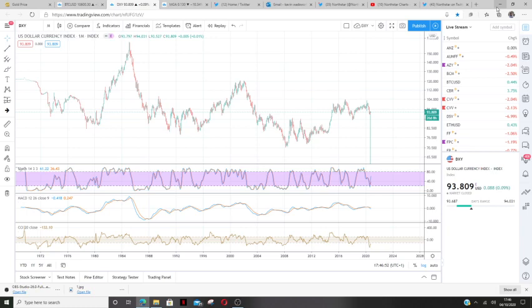So taking a step back and having a look at it, if you would just ignore what's going on the right-hand side of the chart here, where the TradingView software seems to have dropped the US dollar index down towards zero. Perhaps it knows something we don't. I don't know. But if we ignore that, what you can see is that there's a repetitious nature to the movement of the dollar.